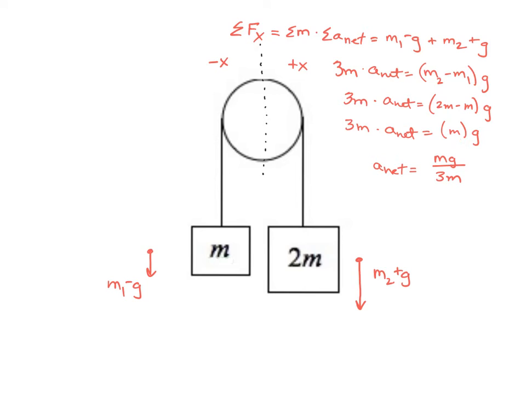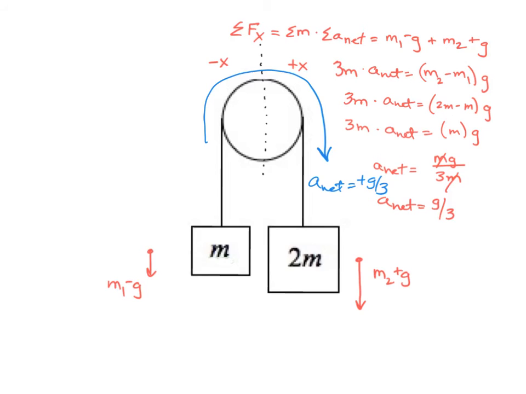So when we divide mg by the 3m down here, you can see that the m's are going to cancel right there, and that's going to leave you with a net acceleration that's equal to g over 3. What's of particular importance to note here is that both m and 2m are going to be going in this direction, which is a positive direction. So your a net is equal to a positive g over 3. We've defined that this direction is the positive direction.